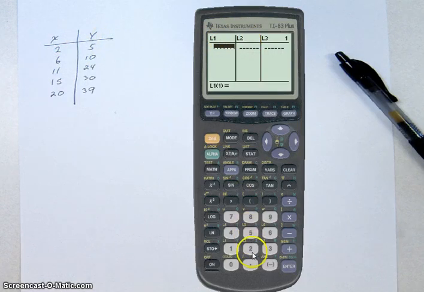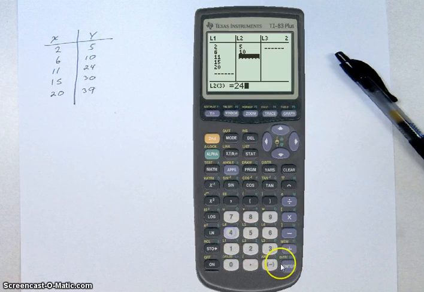So I'm going to go ahead and put 2, enter. My next X value is 6. Enter, 11, enter, 15, enter, and 20, enter. To get into my Y column, just scroll to the right, and I can put in 5, enter, 10, enter, 24, enter, 30, enter, and 39. So now I have all of my data values.